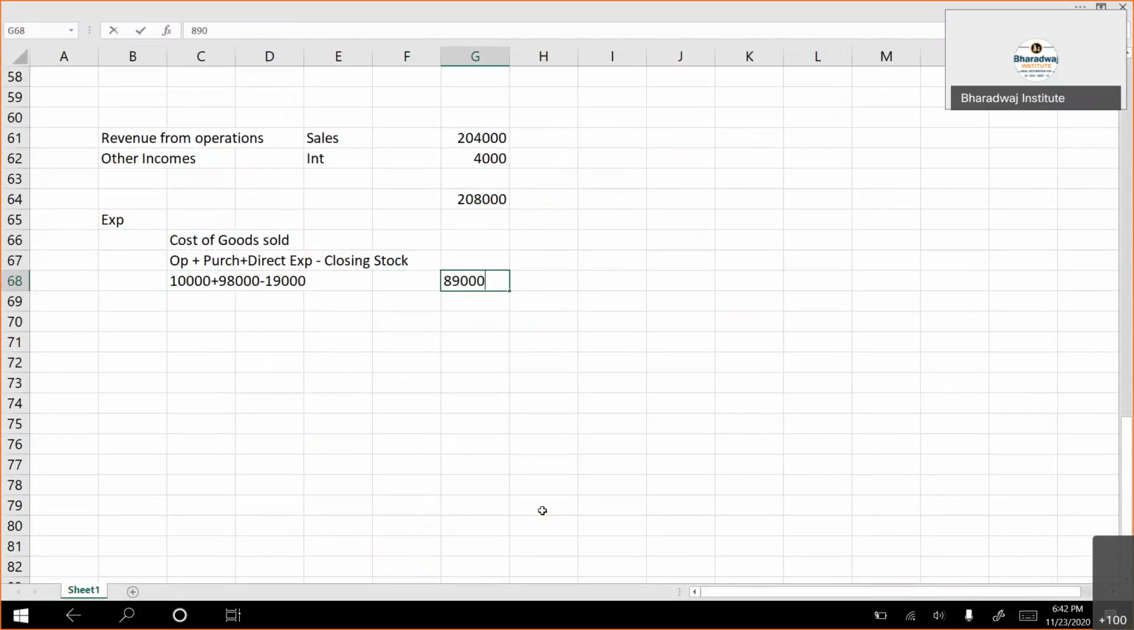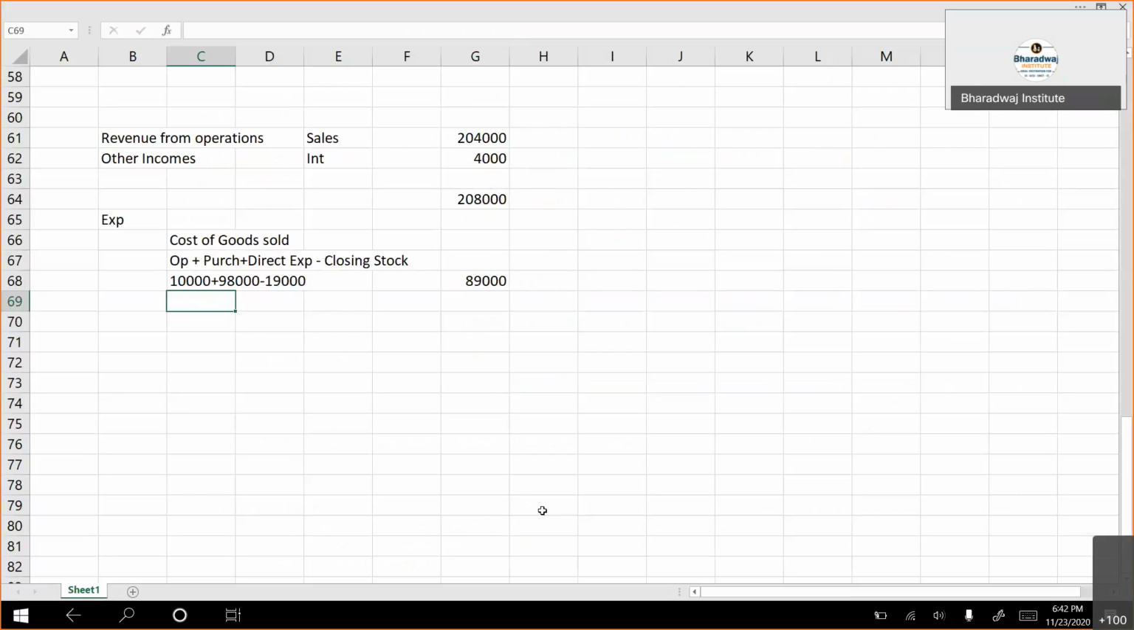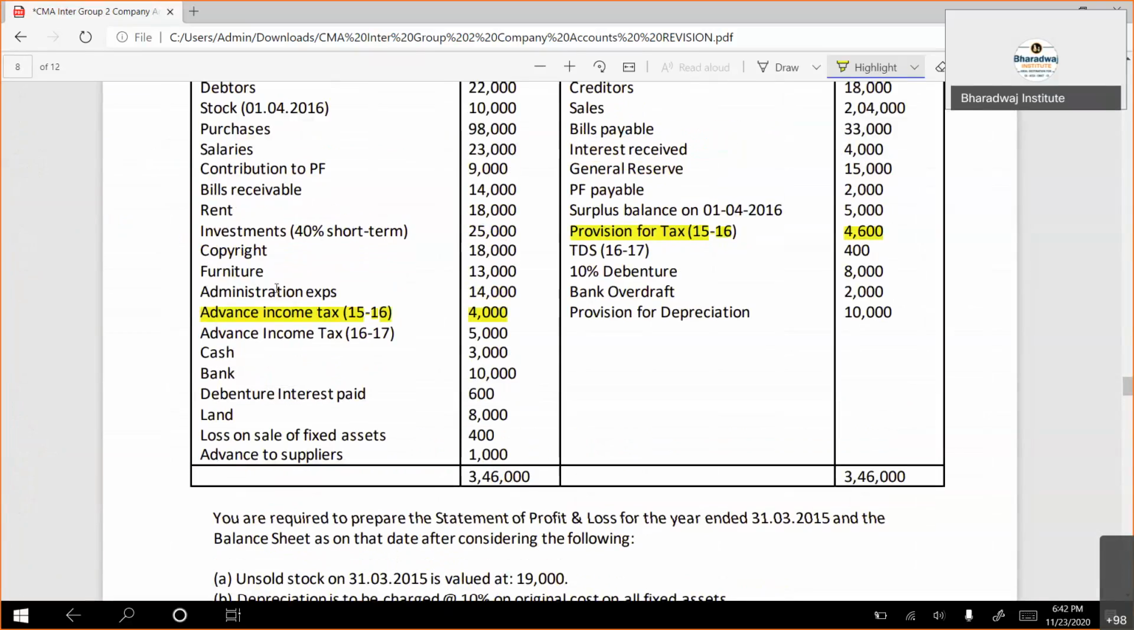89,000. Sir, royalty should be treated as direct expense. Which one? Royalty. Yeah, royalty is direct expense. Then employee benefit expenses. This will include all the salary and other things. What and all will come in employee benefit expenses?